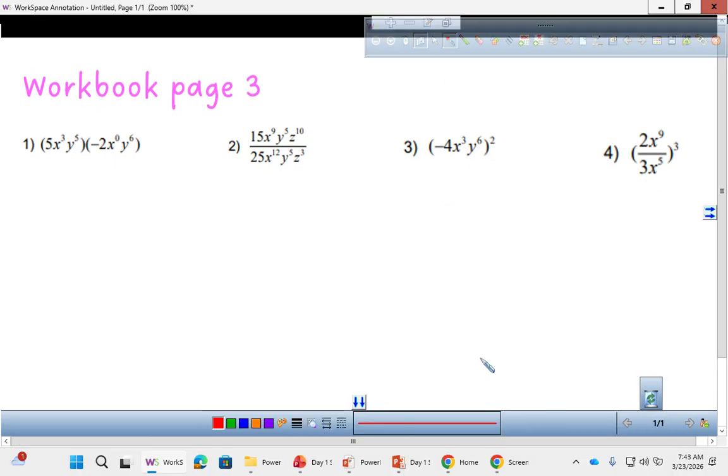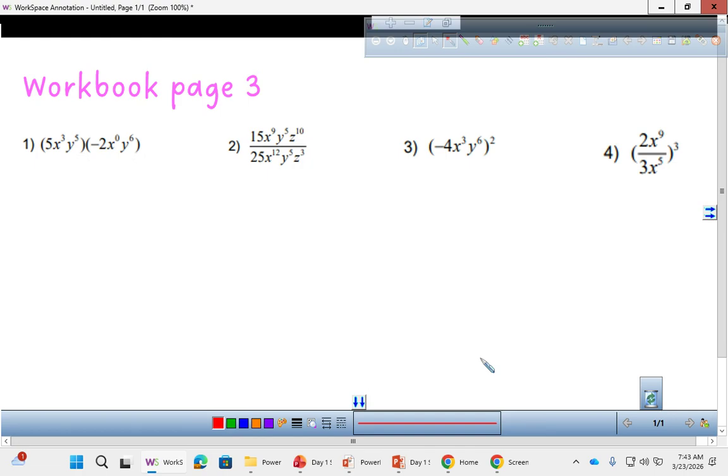Anybody remember what to do for number 1? What do you think, Andrew? Okay, so we're multiplying. Anybody remember what they're called, the numbers in front? It starts with a C. Coefficients. All right, so you're multiplying the coefficients. I agree. And then you're adding the exponents.